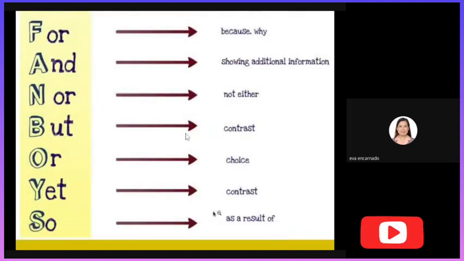So, what are the functions of these coordinating conjunctions? Okay? We need to learn this para mas madali mo siyang magamit. So we have here for. When do we use for? It is used like the word because. Alright? It can show reason.